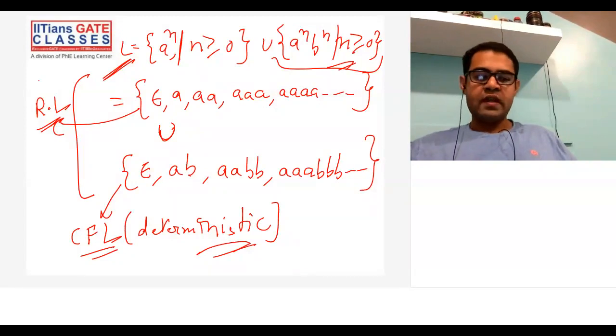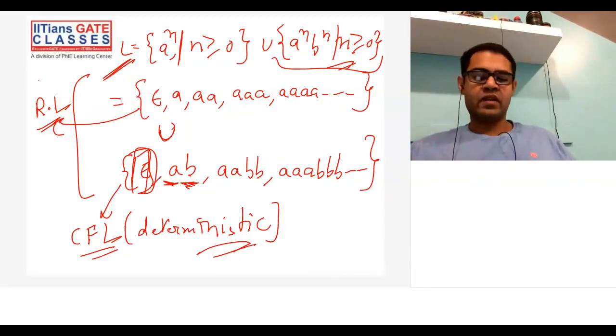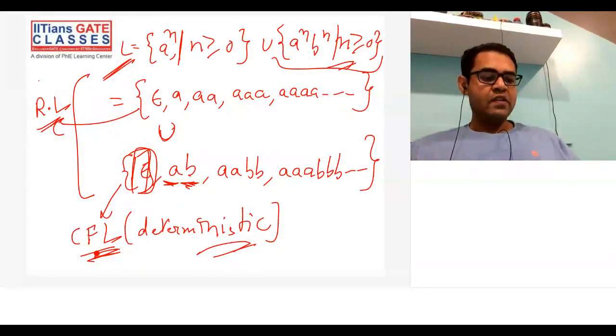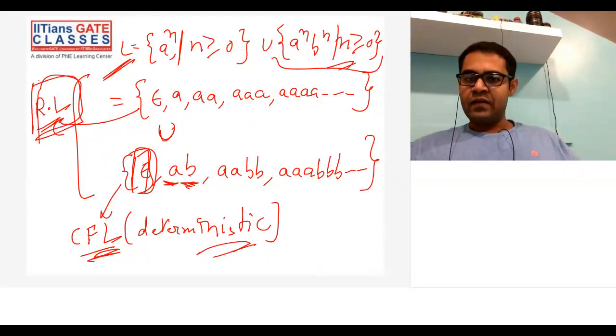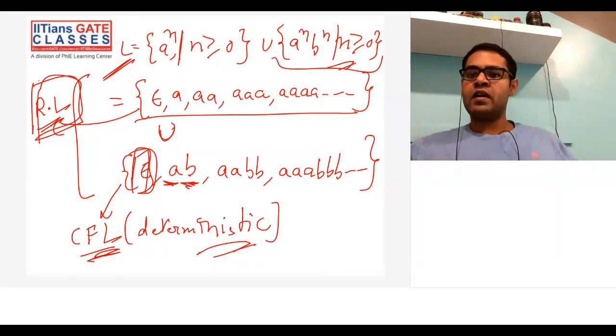So what you can do is, in that push down automata, every time you see an a, push it into the stack, and every time you see a b, pop it out of the stack. Except for epsilon, we have to handle epsilon separately. That's a corner case, and we can do that. All right. So this is a deterministic CFL. Now if you remember the property, a regular language, or a language which is accepted by a finite automata, will also be accepted by a push down automata. The reason being, power of a push down automata is more as compared to power of a regular language.